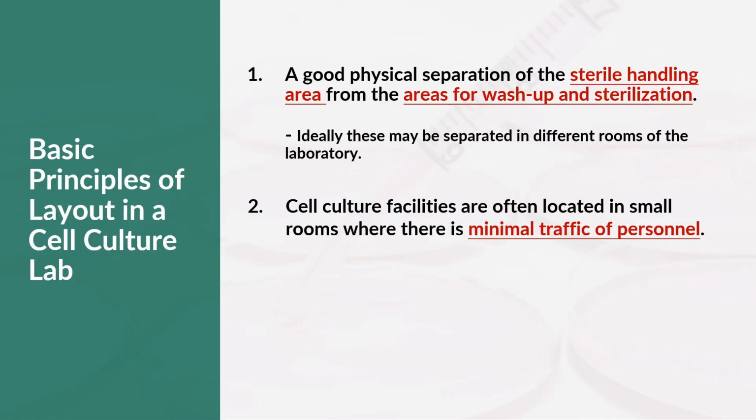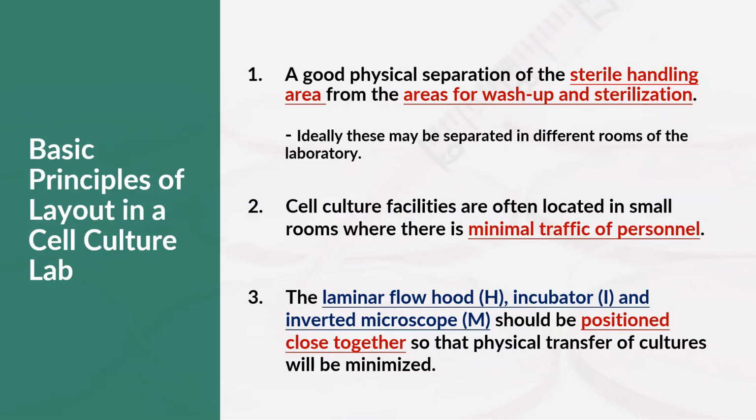And thirdly, you will have a laminar flow hood, also called the cell culture hood, your incubator, and your inverted microscope. Generally these three items are key items in a cell culture lab. They should be positioned as close together as possible. The reason is you want to minimize the physical transfer of your cell culture flask from one point to the other, so you have to have all these three pieces of equipment very close together.